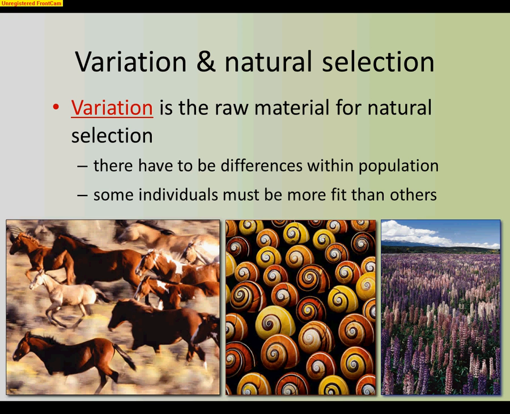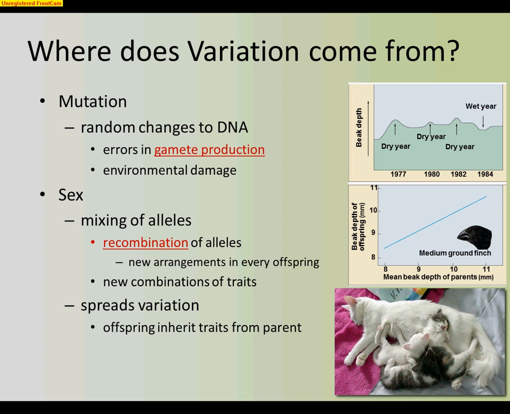So where do you get all this variation from? Well, one easy way is to go back to some of our DNA stuff and just have a mutation, a random change in the DNA. This could be because of an error in gamete production, or an error due to environmental damage, something like radiation. All of those can cause mutations to happen.